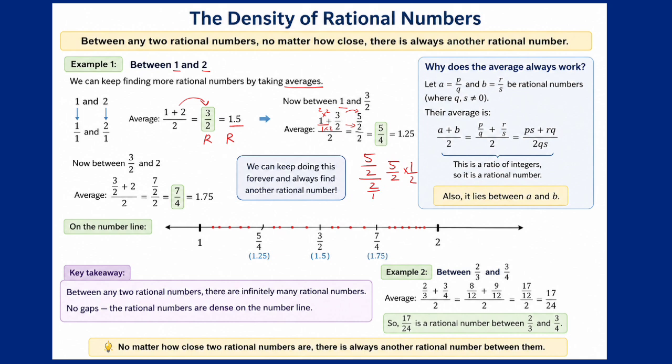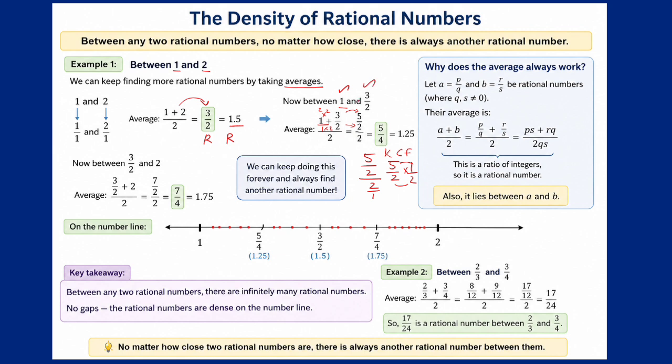How do we divide fractions? We do keep, change, flip. Keep the first fraction, change the division symbol to multiplication, and flip the second fraction. So the reciprocal of 2 over 1 is 1 over 2. So multiply the numerators together and the denominators together. So you will get 5 fourths. 5 times 1 and 2 times 2, 5 fourths, and hence we found another rational number between the numbers 1 and 3 over 2.